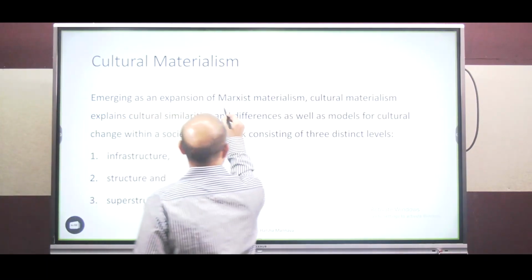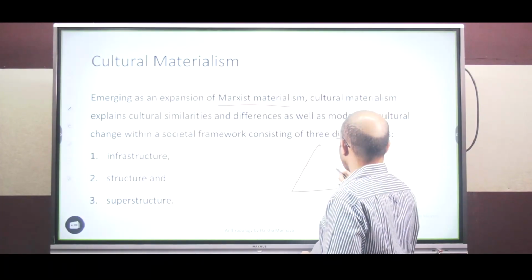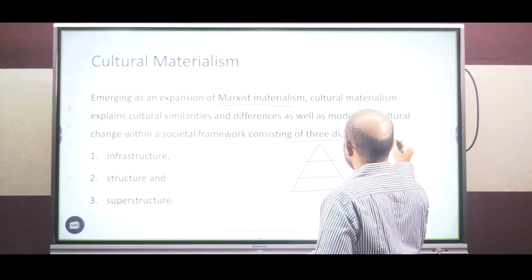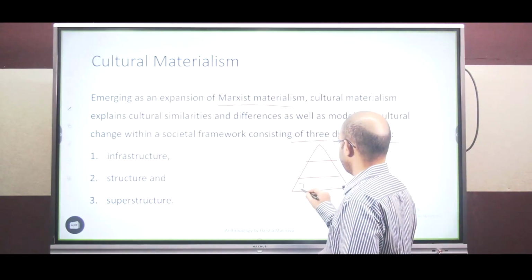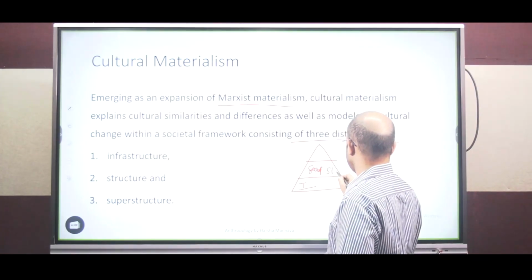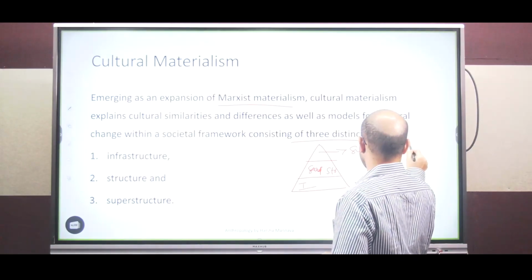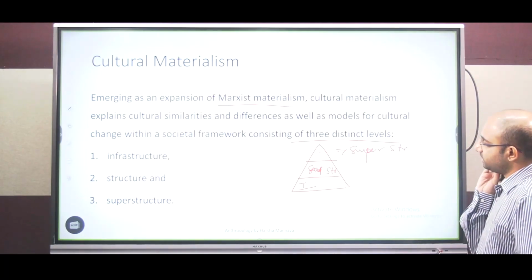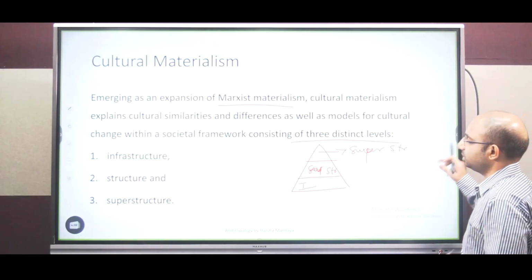Marvin Harris drew a diagram with a triangle where he looks at society in terms of three distinct levels. What are they? This is infrastructure, this is structure, and this is superstructure. Infrastructure is the bottom, structure is the next level, then you have superstructure at the top. So he is thinking of society with three distinct levels.